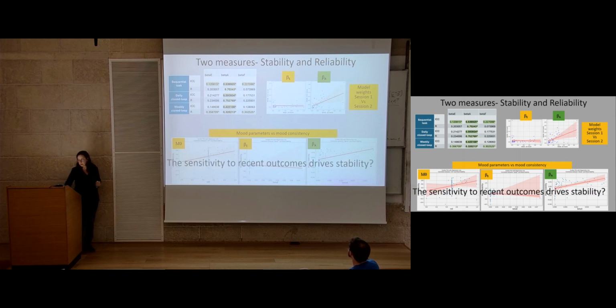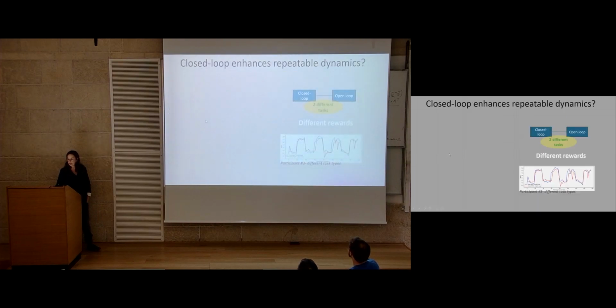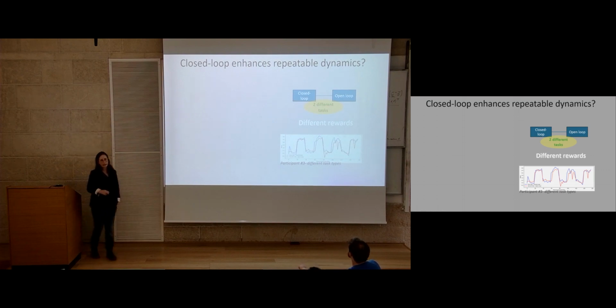So again, it's to us just suggestions for now, but the sensitivity to the recent outcomes was driving the stability and not the primacy. Okay, then we looked a bit farther. We just raise another suggestion that to us is still an open question at this moment: what happens between the closed loop and open loop sessions?